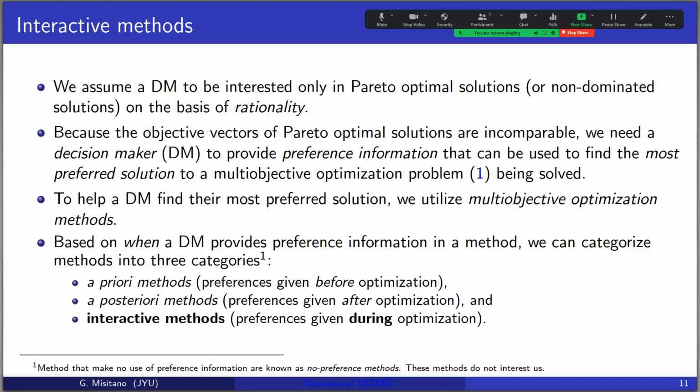With interactive or with multi-objective optimization methods in general, the point is to utilize preference information in one way or another to find the most preferred solution. There are methods that do not use preference information. We are not really interested in those. Out of these methods, we are especially interested in interactive methods where preferences are given by the decision maker during the optimization process iteratively.